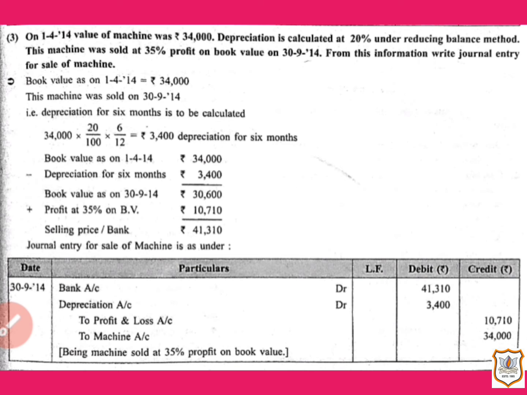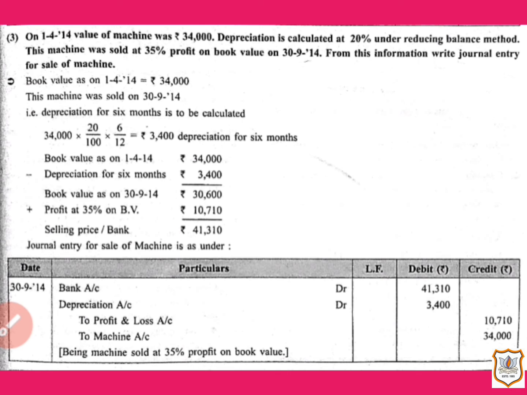Here is the question. On 1st April 2014, value of machine was rupees 34,000. Depreciation is calculated at 20% under reducing balance method. This machine was sold at 35% profit on book value on 30 September 2014. From this information, write journal entry for sale of machine.